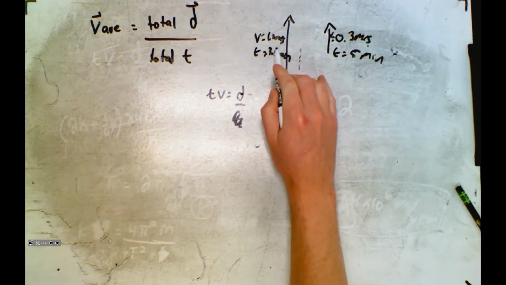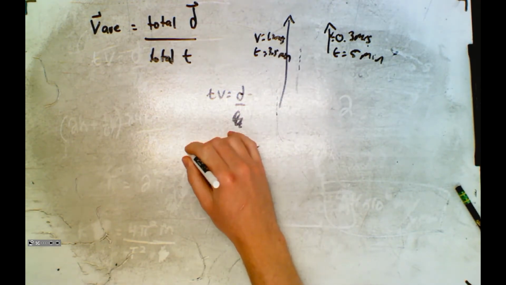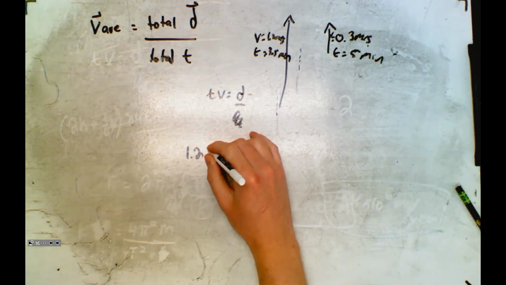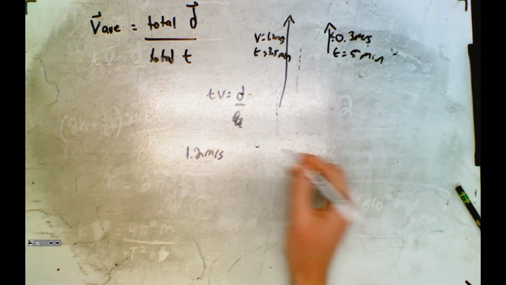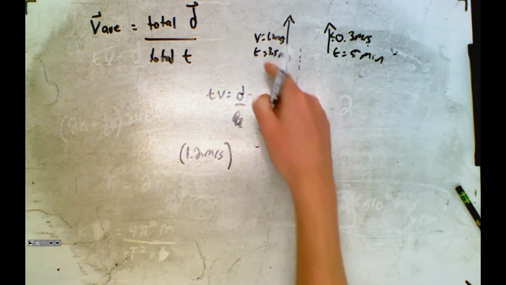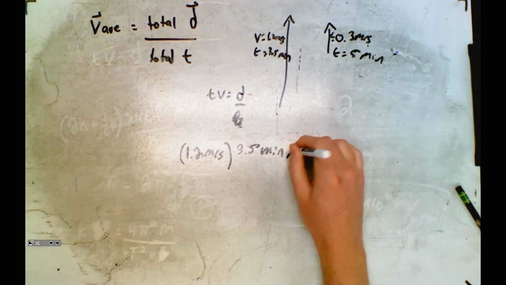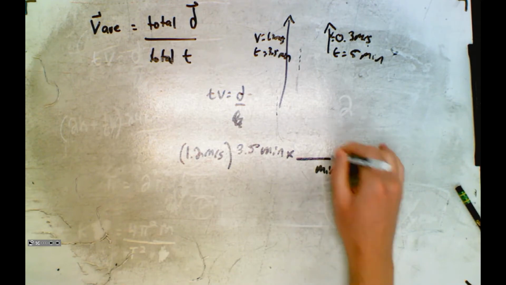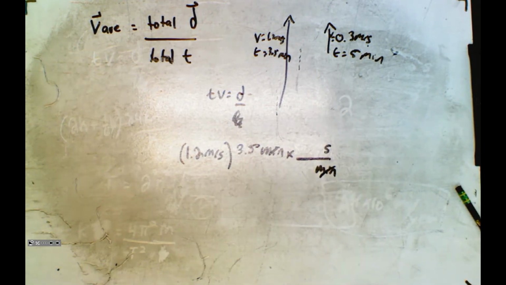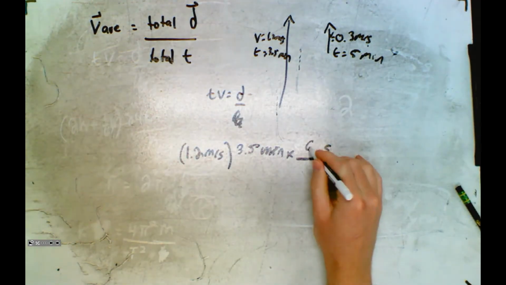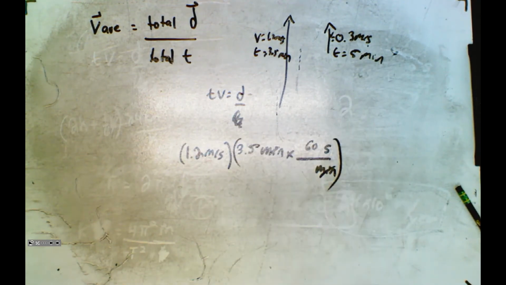And we have meters per second and minutes. So my speed is 1.2 meters per second, and my time is 3.5 minutes. So I want to switch that to seconds. I'm going to put minutes on the bottom, seconds on the top, so it cancels out, and there's 60 seconds in 1 minute.